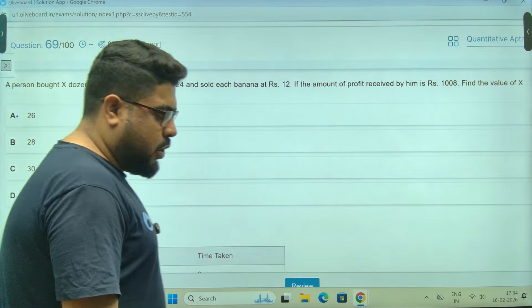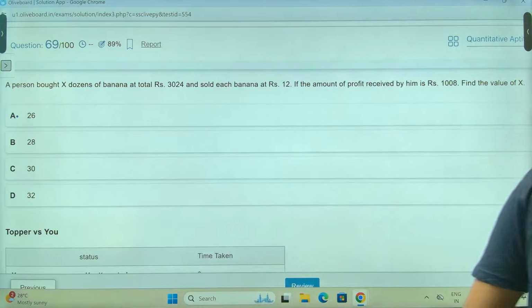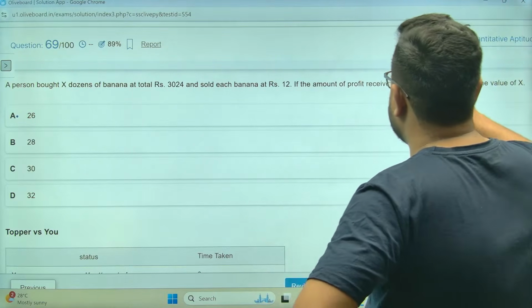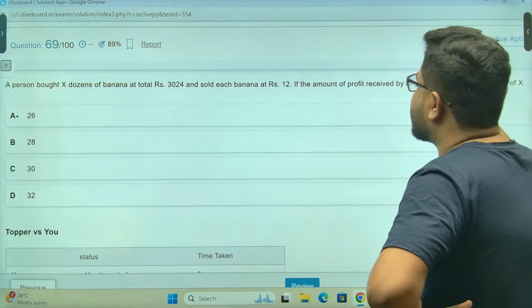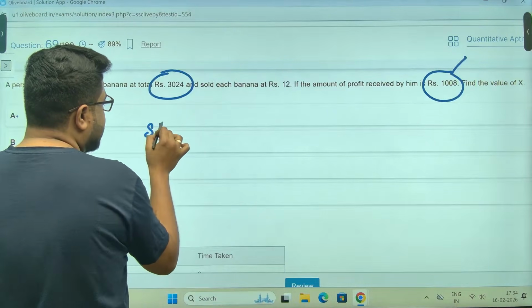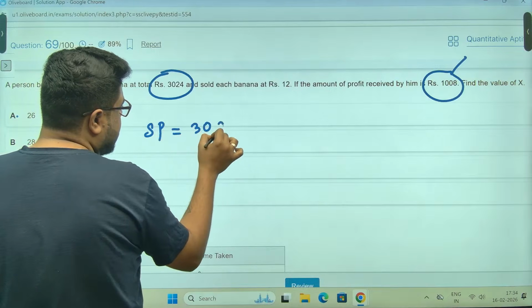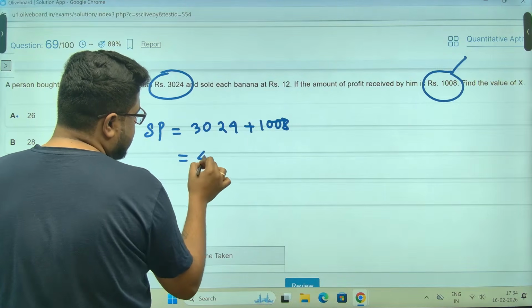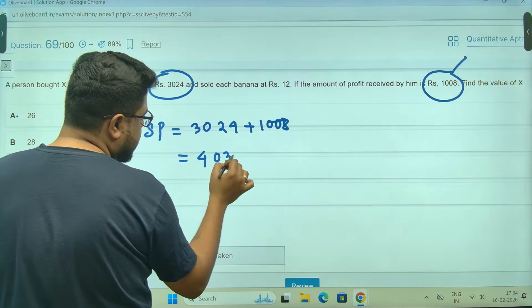Sir, a person bought x dozens of bananas at a total of this and this. Achha, sold at this, and the amount of profit is this. Okay, sir. Profit I know, CP I know, SP then. So SP will be how much? 3024 plus the profit. So 3000 and 1000, 4000, 24 and this is 32.